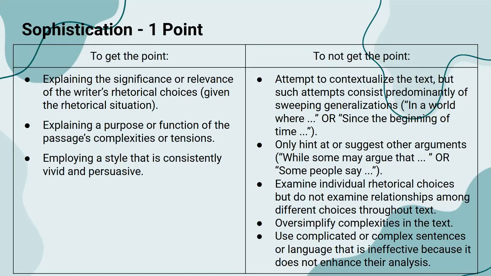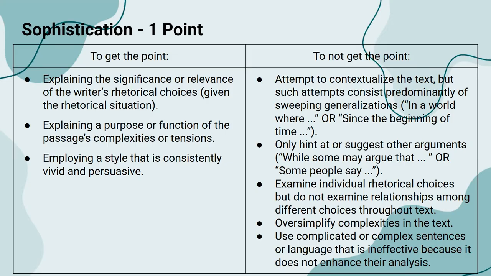Now, it's really talking about what not to do to get the point. So, attempts to contextualize the text, such as attempts consist predominantly of sweeping generalizations, in a world where, since the beginning of time. This means you have to be specific, talk about the text, not generalizing. Only hints at or suggests other arguments, while some may argue, or some people say, dive into other arguments. If you're going to give a counter argument, fully dive into it. Examine individual rhetorical choices, but do not examine relationships among different choices throughout the text. This means saying this is a rhetorical choice, this is a rhetorical choice, but how do they connect? How is that built together?